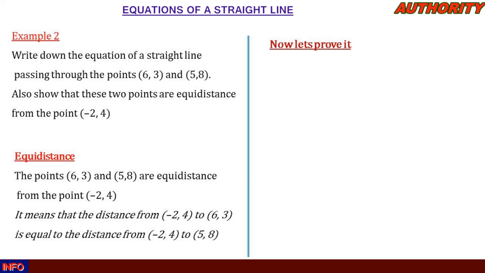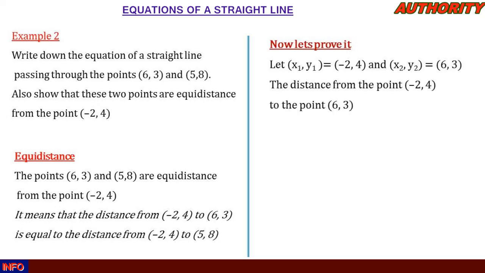We're going to pick the 2 points together. We're going to pick from the first point to the main point that we are asked about. Now let's go. Let x1 comma y1 be the point minus 2 comma 4, and x2 comma y2 be the point 6 comma 3. So we want the distance from the point minus 2 comma 4 to the point 6 comma 3, which is the first point. For us to get the distance, we're going to use the distance formula.